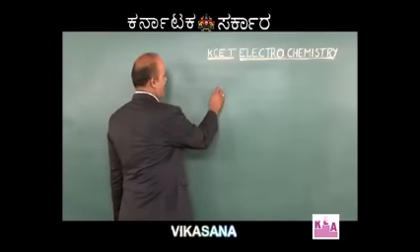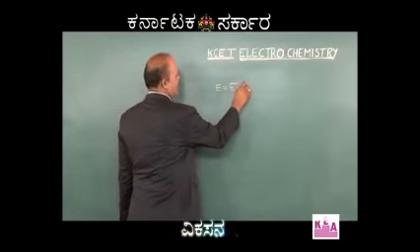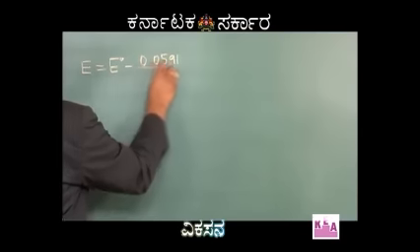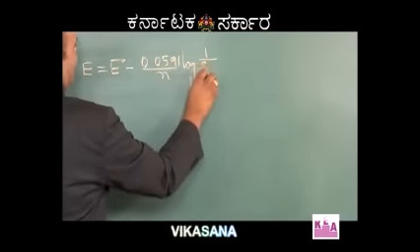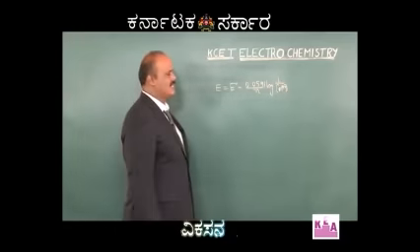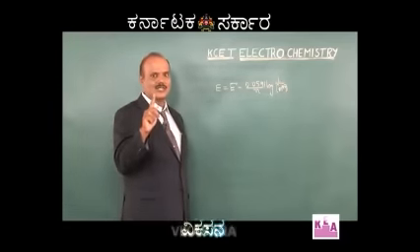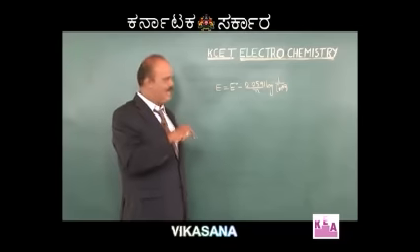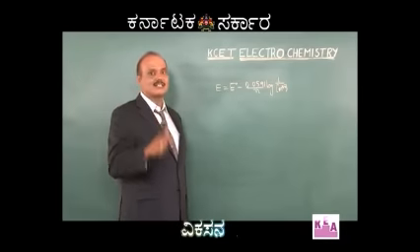So E is equal to E naught minus 0.0591 divided by N log of 1 divided by metal ion concentration. So this is the Nernst equation. It is used to calculate the single electrode potential at different concentrations. Again, by using the same Nernst equation, we can calculate the cell potential at different concentrations.